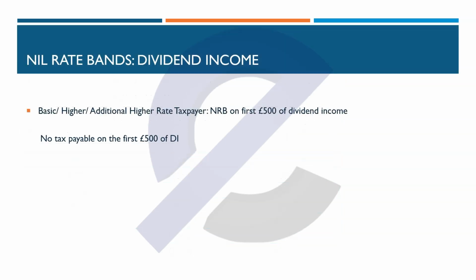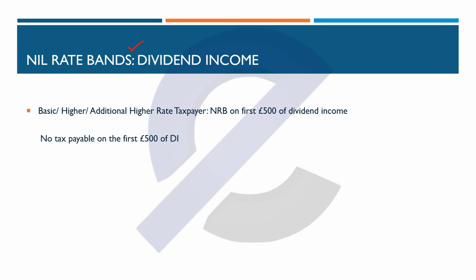Unlike savings income, there is no separate starting tax rate applicable on dividend income. But if you refer to the tax table, you will see that the tax rate for non-savings income and savings income are the same across the three bands. But the tax rates applicable on dividend income are completely different. However, like savings income, dividend income does have a nil rate band concession, but its application is more straightforward.